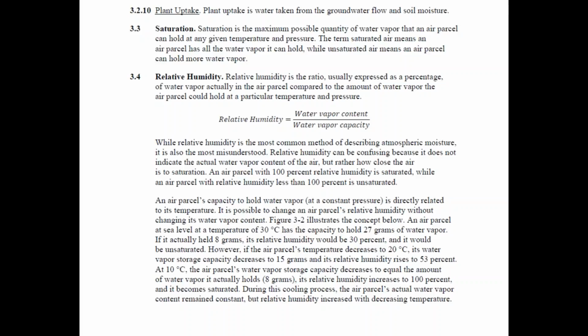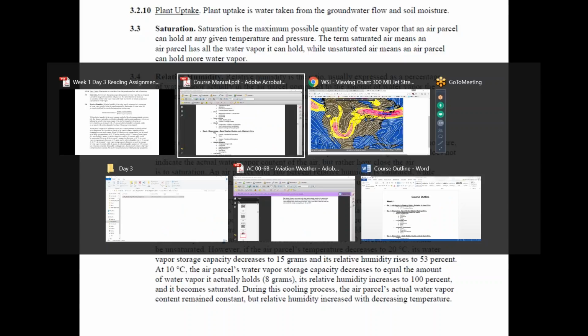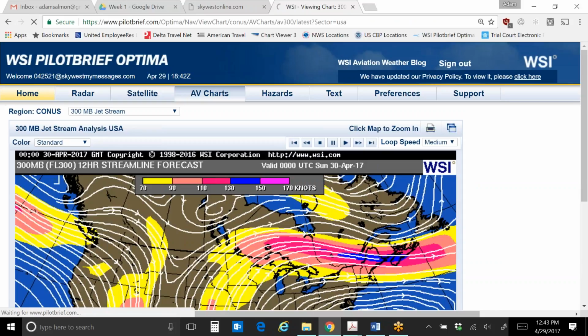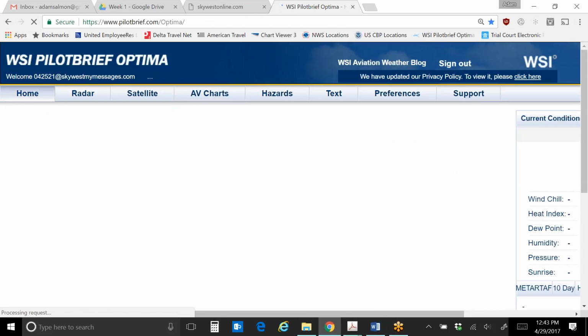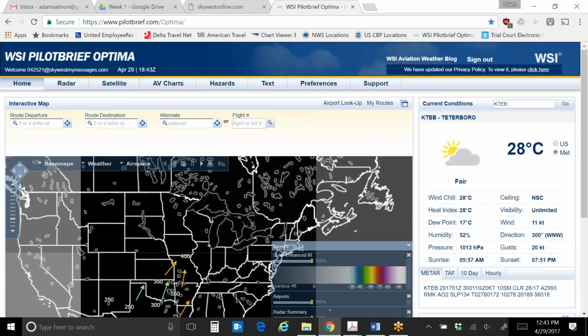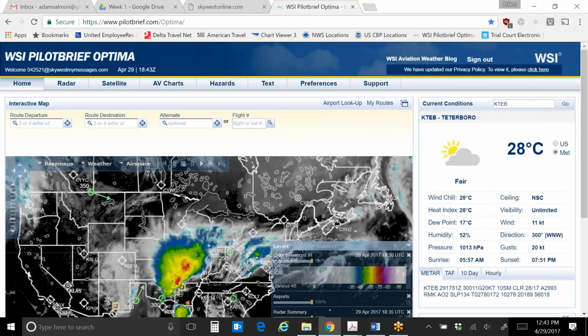So if I'm out here in St. George, as an example, I don't know what the current dew point is here, but in a dry environment the difference between the actual temperature and the dew point is going to be less. That's Teterboro. Let's just look at St. George for an example.